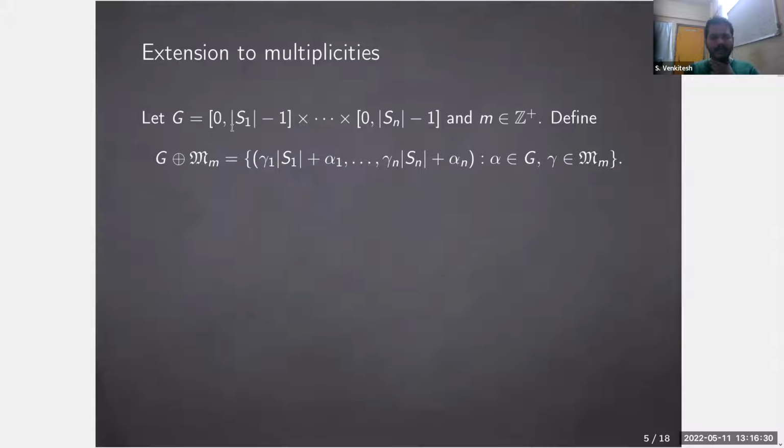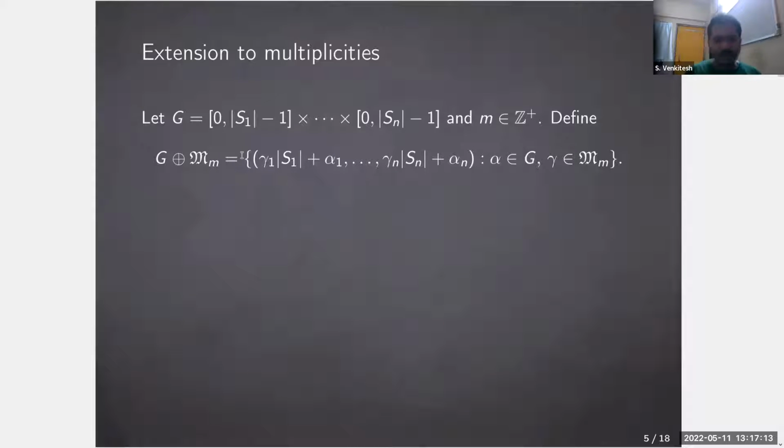So G will represent this standard grid of non-negative integral vectors. The grid in the vector space is fixed to be S1 cross S2 cross Sn. And the corresponding integer vectors are given by 0 to size S1 minus 1 cross up to 0 to size Sn minus 1. And this integer grid is represented by G. I'll fix this notation. For any multiplicity parameter M, let me just define G sum script M sub M. So I'm borrowing this notation from the idea of Kronecker products of matrices. Right? And this is what the expression is.